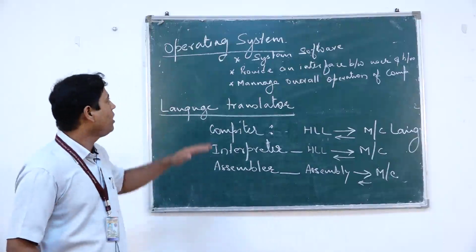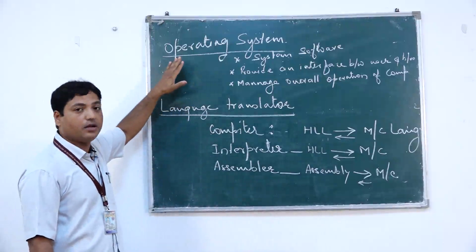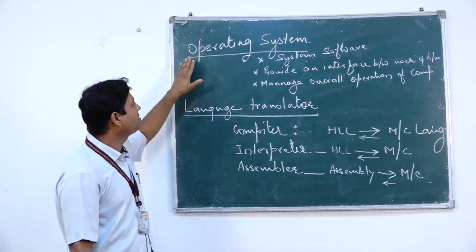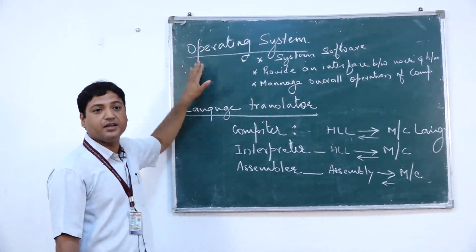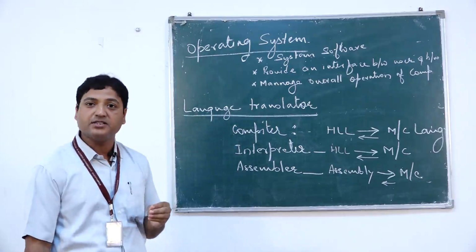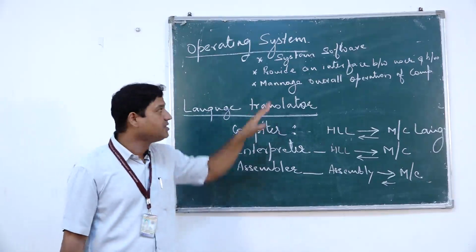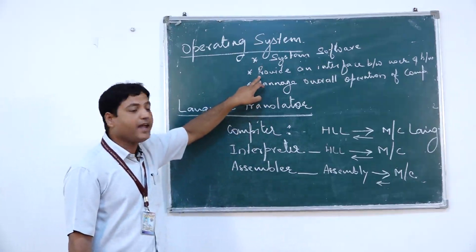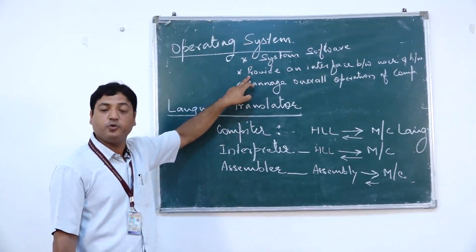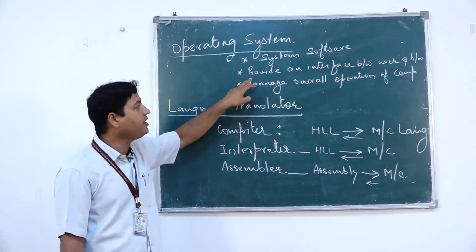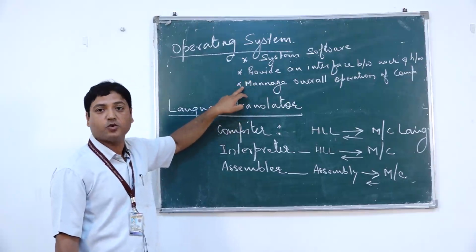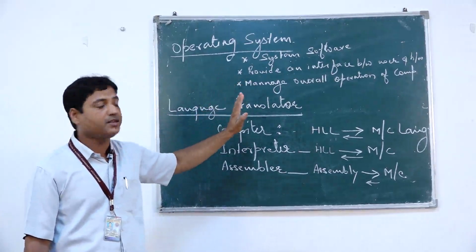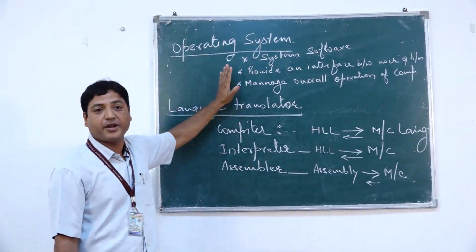Okay, so now I will explain to you the different types of system software, and the first of its type is the operating system. So what is an operating system? An operating system is a system software which can provide an interface between user and hardware and manage the overall operation of the computer system. I think this is the perfect definition of an operating system.